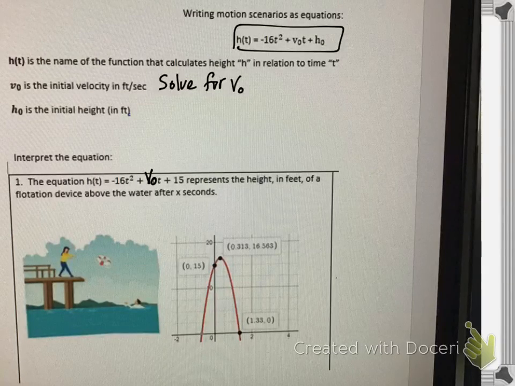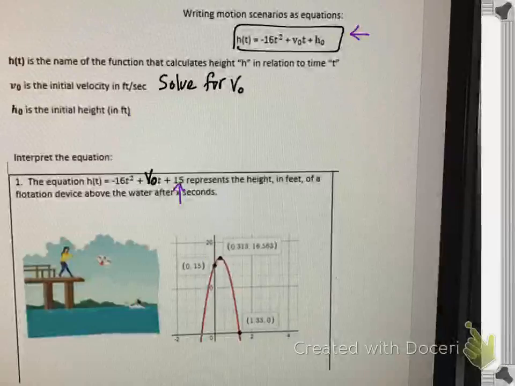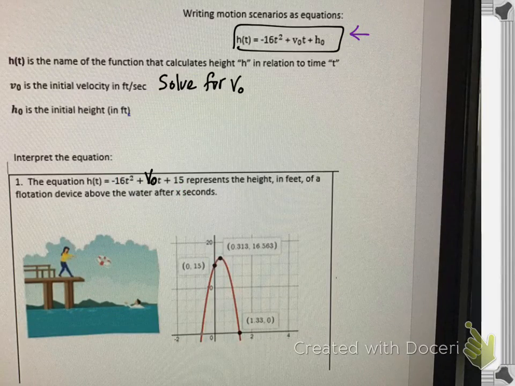This is a projectile motion scenario. In this equation, we are representing a flotation device above the water after x seconds. And it follows this equation here, where v sub 0 is your initial velocity and h sub 0 is your initial height. So right now we know the initial height is 15, which is right here on the graph, and we are trying to find the initial velocity.